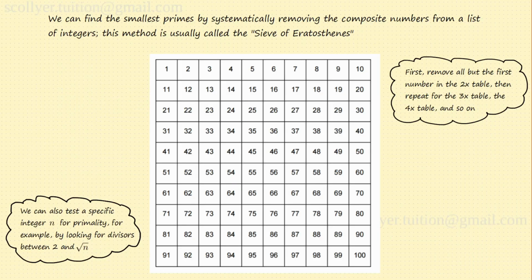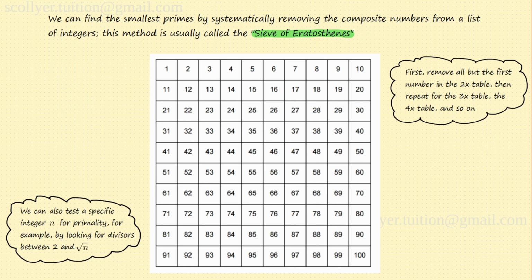A prime number is a number that only has factors 1 and itself, so we can find the prime numbers by removing composite numbers from a list of integers. The composite numbers are those numbers with more than 2 factors. So they are the numbers that are in the multiplication table of some other integer. This approach to finding prime numbers is usually called the Sieve of Eratosthenes. Eratosthenes was a Greek mathematician who recorded the method, though he probably didn't invent it.